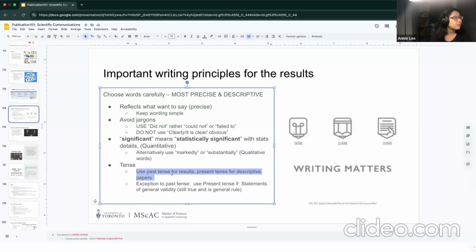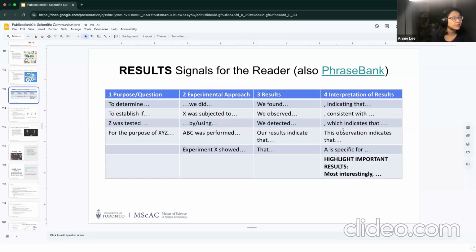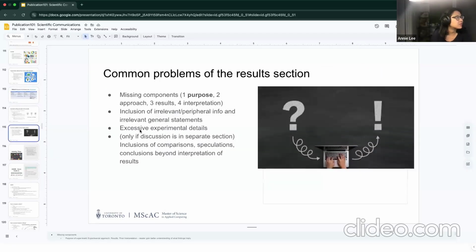Use past tense for results, and present tense for descriptive papers. You use present tense if the statement is true, right? So African languages always perform worse. Chinese dialects always perform worst. Those are valid present tense sentences. So your interpretation and findings can be in present tense, but for the experimental approach, we ran Llama and Gemini on, I don't know, QLoRA, that is past tense.